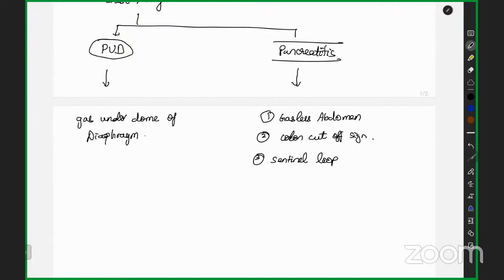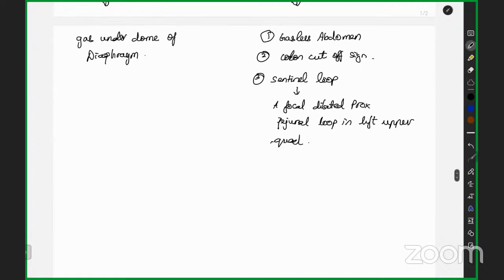And you can see that you will be having a sentinel loop. What is a sentinel loop? It is nothing but a focal dilated proximal jejunal loop in the left upper quadrant. So that is called your sentinel loop. Okay. So now you have seen gasless abdomen, you have seen colon cut-off sign, and you're going to see sentinel loop. So what will be the next thing you're going to do?